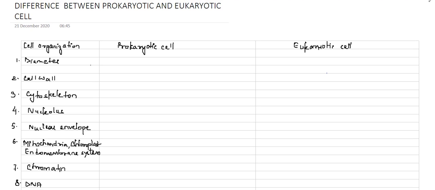So the first point of difference is diameter. Prokaryotic cells are very small. Their diameter is about 1 μm. Okay, and eukaryotic cells have a diameter of about 10 to 100 μm.